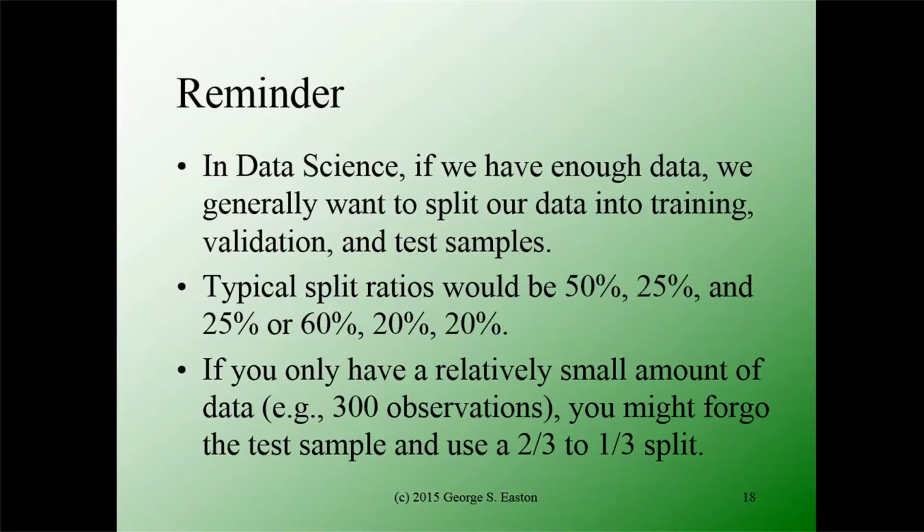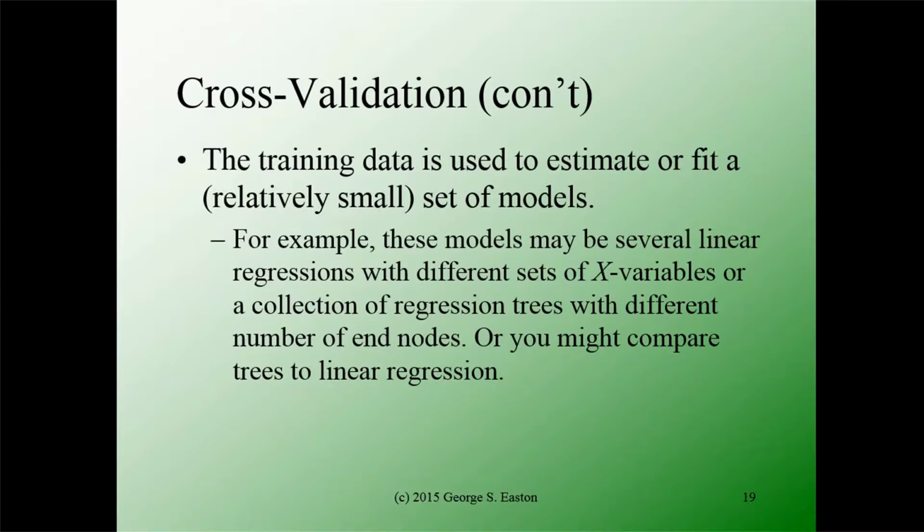If you have a relatively small number of observations, for example, say 300, you might forego the test sample and just use a 2/3, 1/3 split, so 200 observations in the training sample and 100 in the validation sample. So now how do you use these samples?